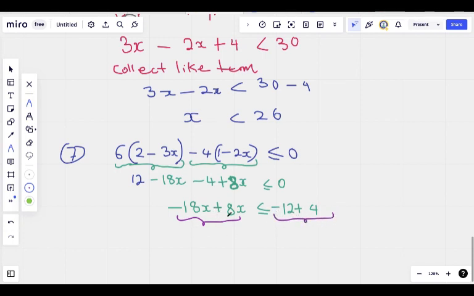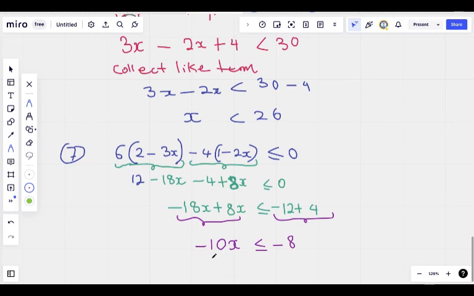So negative 18 plus 8 will be negative 10, right? Like you are owing someone 18 ringgit or 18 riyal, and then you have 8 riyal, you pay, you are still owing 10. So it will remain negative 10x, is lesser than or equal to negative 12 plus 4, which will be negative 8. Right? Negative 8.